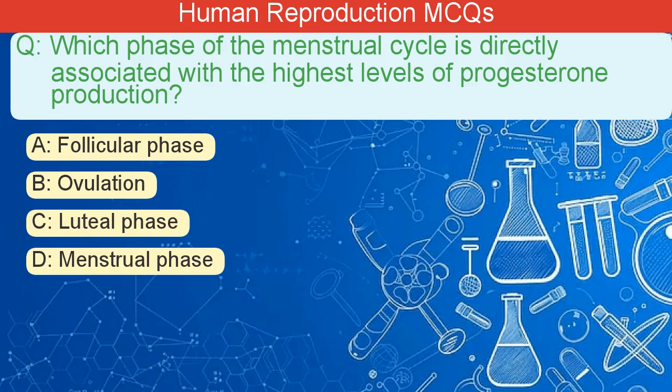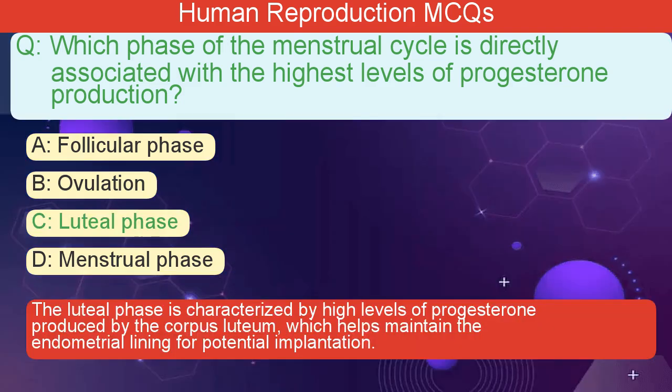Which phase of the menstrual cycle is directly associated with the highest levels of progesterone production? A. Follicular phase. B. Ovulation. C. Luteal phase. D. Menstrual phase. The correct answer is C. The luteal phase is characterized by high levels of progesterone produced by the corpus luteum, which helps maintain the endometrial lining for potential implantation.